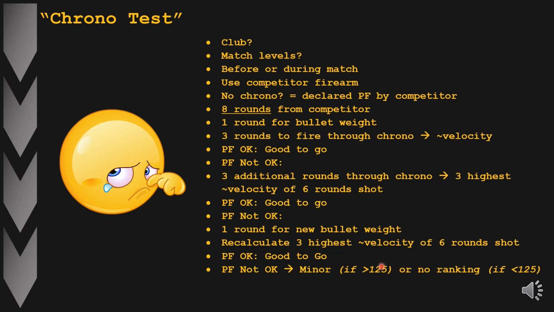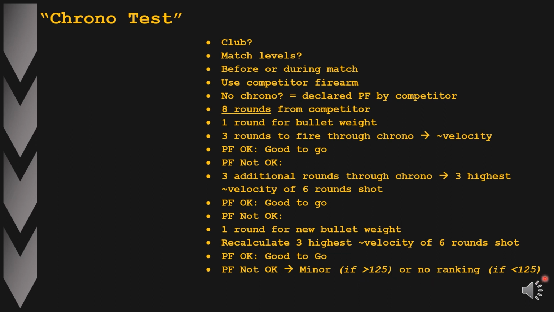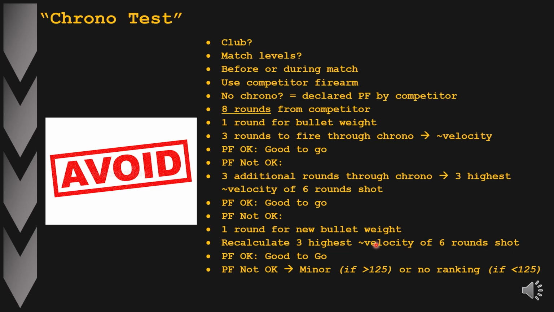But what happens, for example, when you shoot in production optics, where the minimum is 125 and you achieve, for example, 120? Well, then you can still continue with the match, but your scores are not considered in the official ranking. So you will have a no score ranking and your points will not count. So you can continue, but your rounds will not count. Again, this is something that you really should avoid.